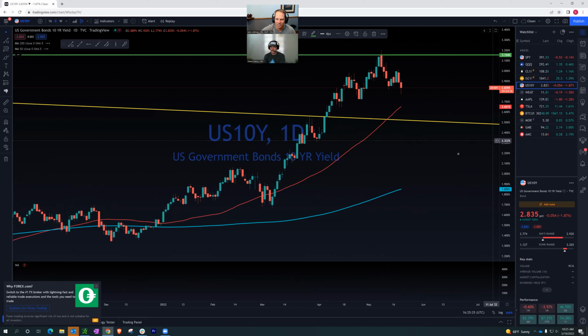Now let's look at treasuries. So still just kind of backing and filling here. I think the rates trend is still up. I don't know if you had anything to say on that one, but I think it's probably just going to be a little chop for a bit and then see where it goes.